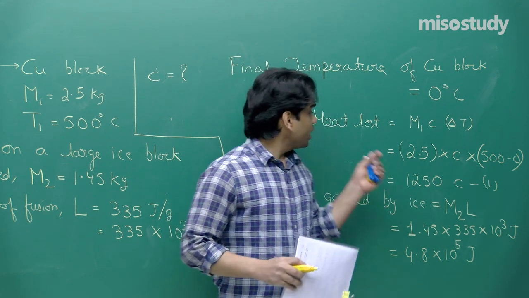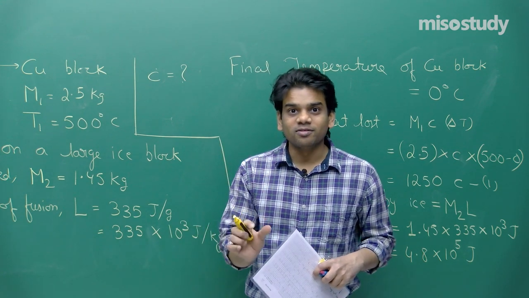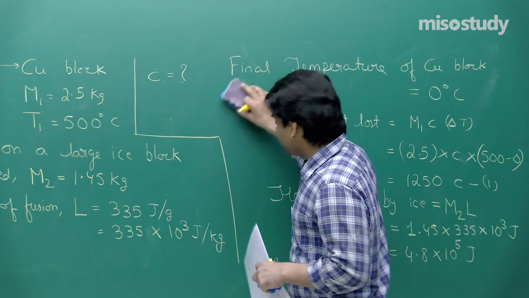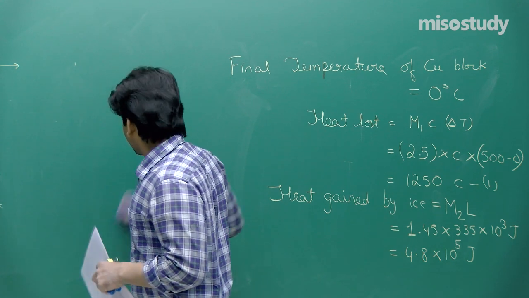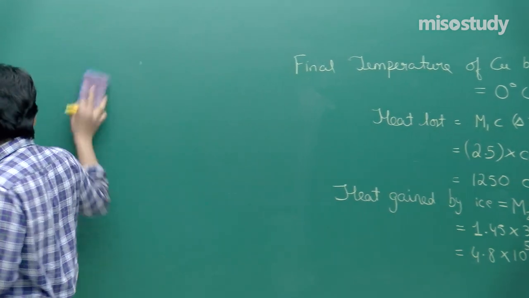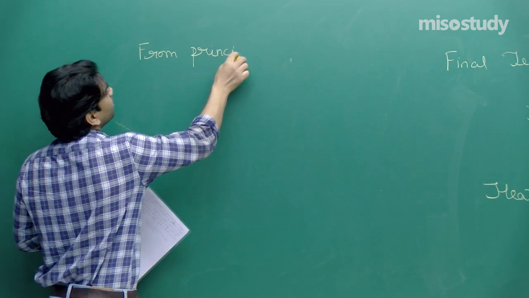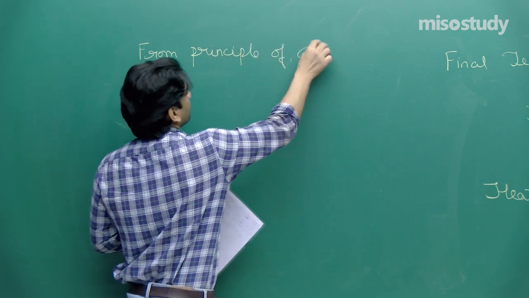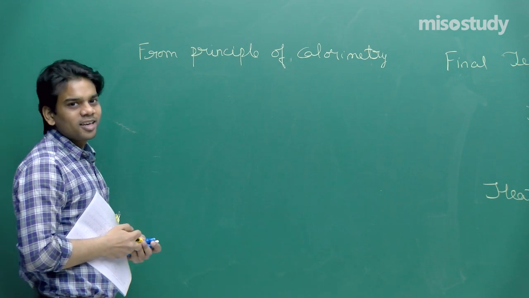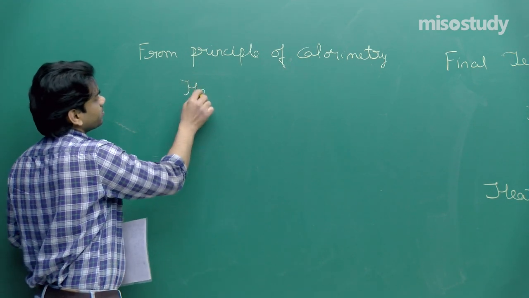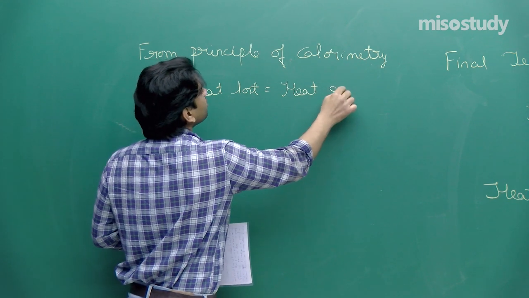Easy term. Now, we can simply use the principle of calorimetry. I told you the amount of heat gained will be equal to the amount of heat lost. One of the substances is actually going to gain, one of the substances is actually going to lose. So let us use the principle of calorimetry. Then the amount of heat energy lost will be equal to the amount of heat energy gained. So I'm writing heat lost is equal to heat gained. We can equate both the two and we can write the final result.